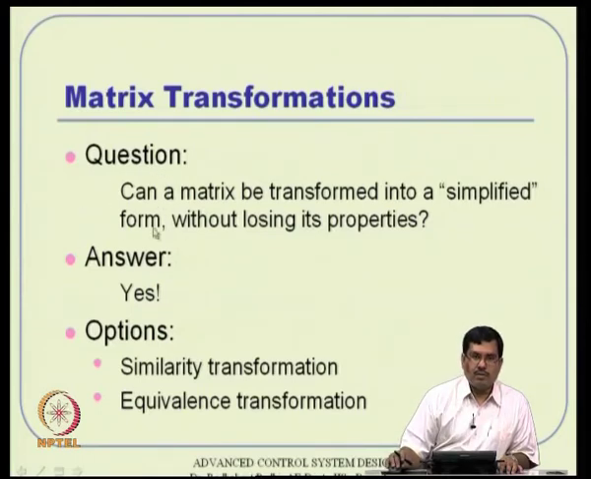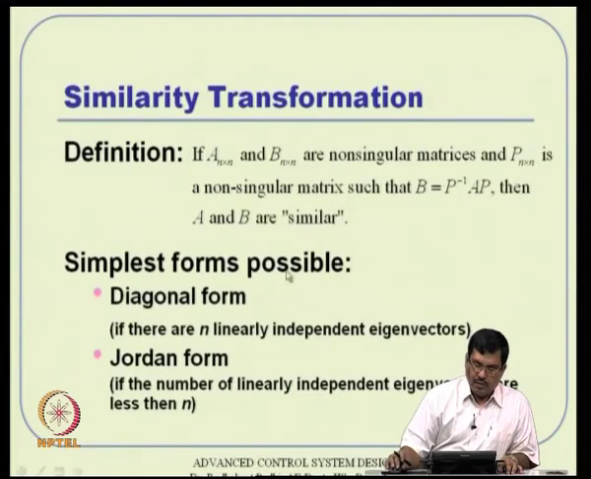The answer to this question is fortunately yes, and the options that we have are similarity transformation and equivalence transformation. These are the things that we will study in this class. So, what is a similarity transformation? Similarity transformation is a concept for square matrices, and equivalence transformation is a concept for non-square matrices as well. Definition wise, if A and B are n by n non-singular matrices and P, n by n, is also a non-singular matrix such that B is equal to P inverse A P, then we call A and B similar.